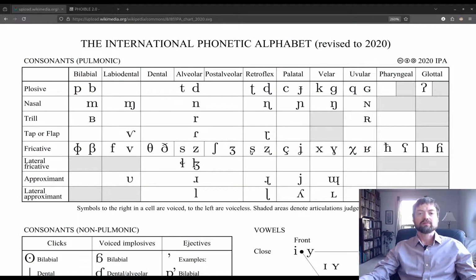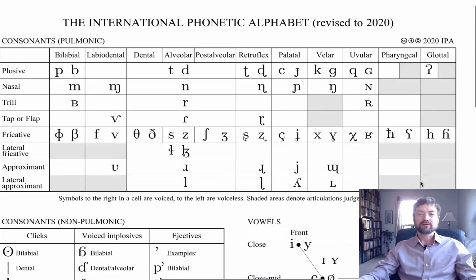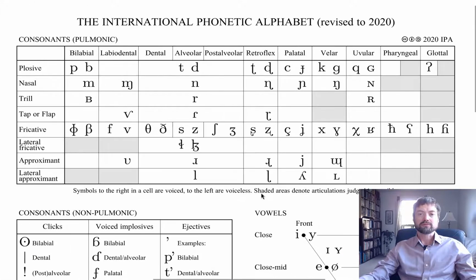So we've looked at the languages with the most sounds, languages with the least sounds, and languages have quite a few sounds to choose from. We can look at the famous chart of the International Phonetic Alphabet, in which we can see all the sounds of the world's languages together in one page. And this is the consonant table, and there are a lot of sounds here.